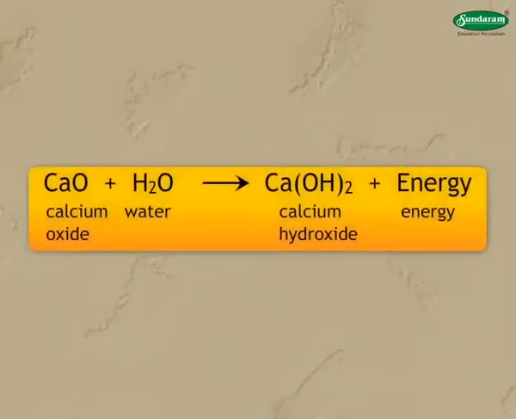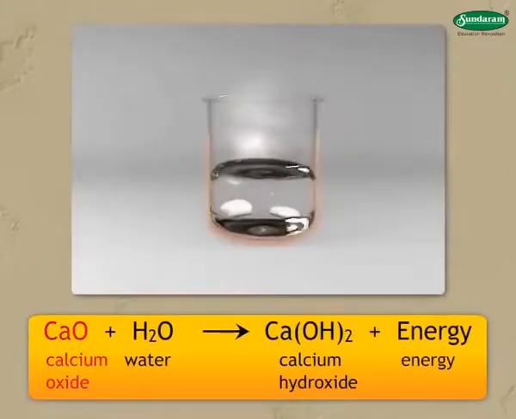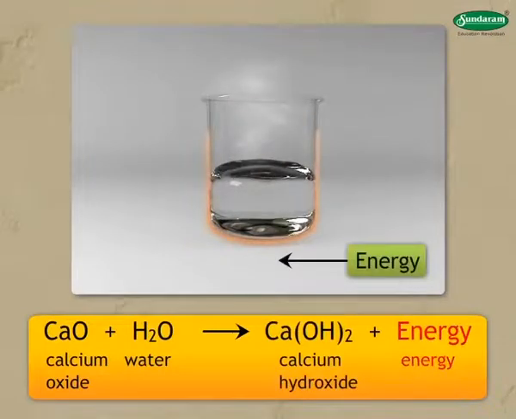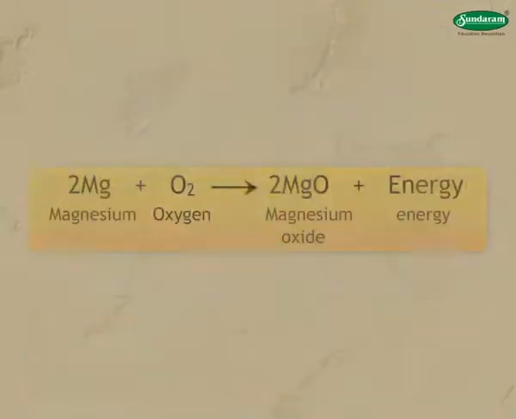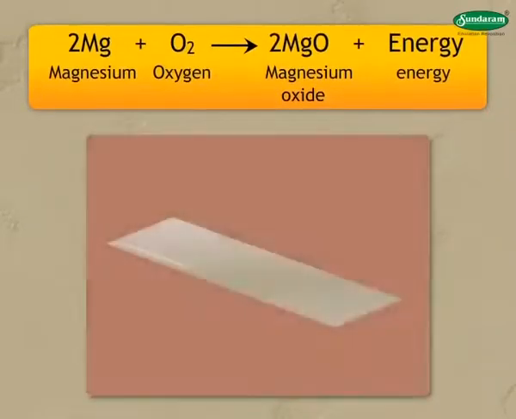During some reactions, energy is given out. Example, the combination reaction of quicklime and water forming calcium hydroxide and giving out energy. Whereas, during some reactions, energy is absorbed. Let us try this for understanding the concept.